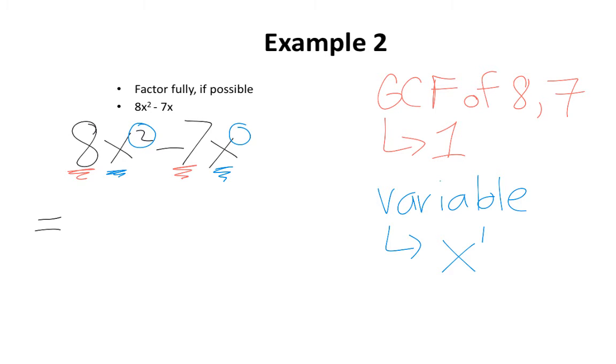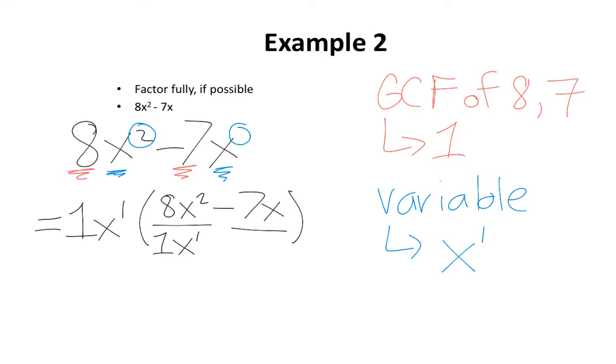So I'm going to write 1x to the power of 1. I'm going to rewrite 8x to the power of 2 minus 7x. And I'm going to divide both of these terms by 1x to the power of 1. Again, a lot of the work that I'm doing is redundant. So 1x to the power of 1 stays the same.